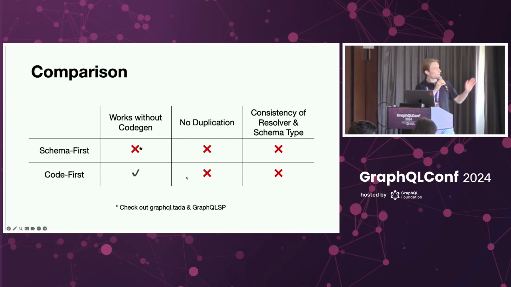Then the next aspect is the duplication. Both code first and schema first lead to duplicated information between schema definition, type definition, and resolvers. And this, in both cases, may lead to inconsistency between the resolvers and the schema types. So surely there must be a better approach, right?